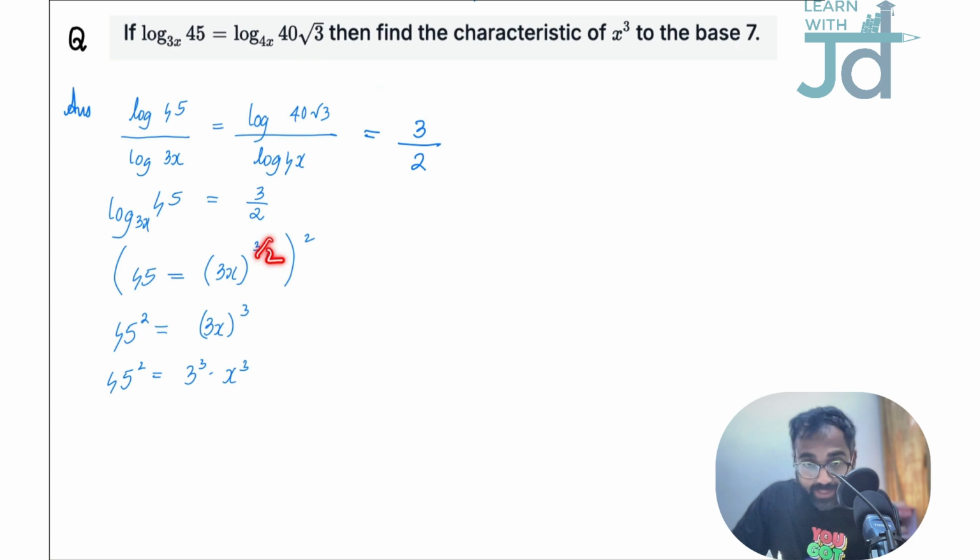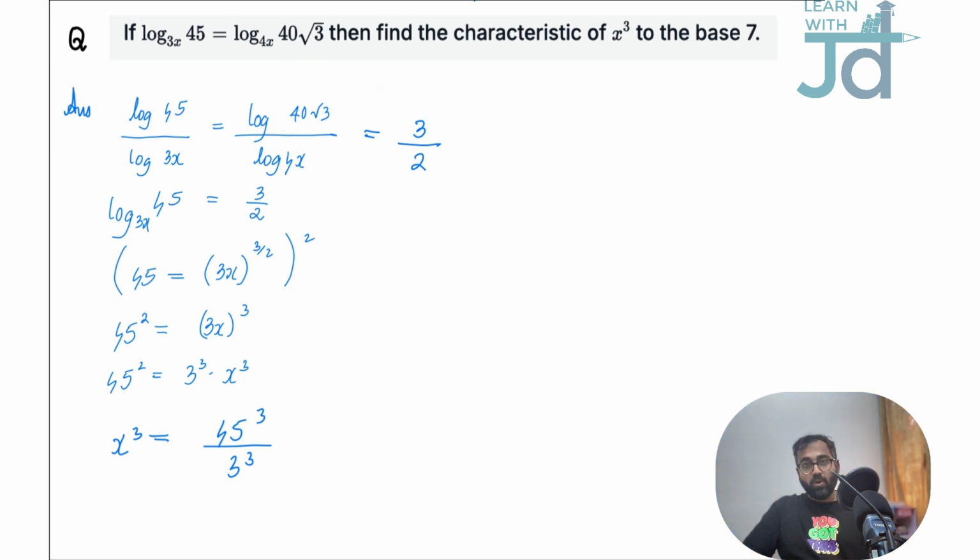Now there is by 2 here, right? So I thought I'll square this equation. So when I square it, 45 square बन गया. This power 3/2 into 2 cancel, only that's why I squared it, so I'll only get a cube. Now this will be 3 cube into x cube, but I need x cube, so x cube I can write it as 45 square divided by 3 cube. Done.